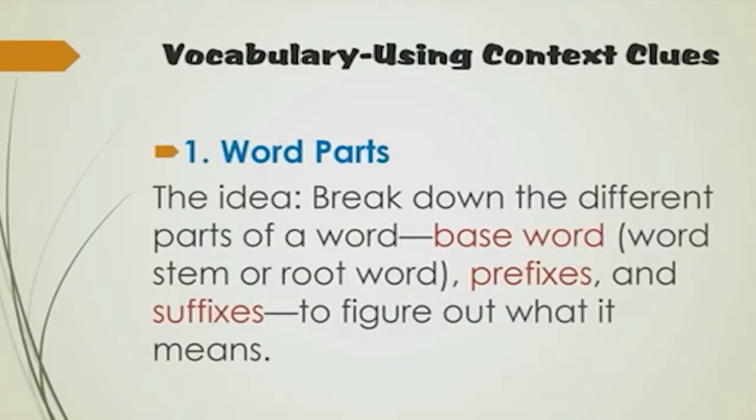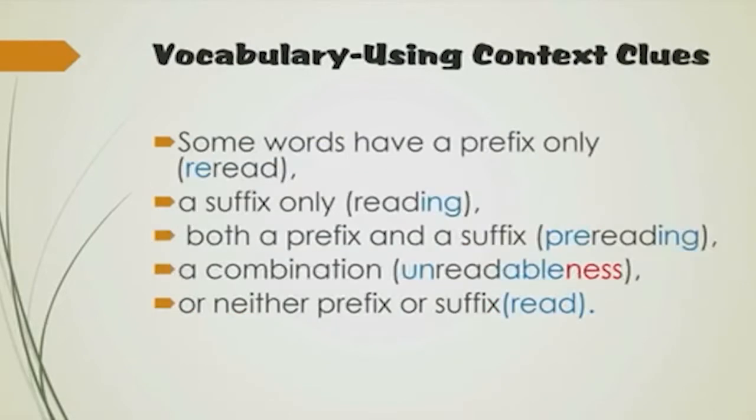So the first thing you can do is focus on word parts. Break down the different parts of a word. So you have the base word, or some people may say the stem or root word. Then we have the prefixes and we have the suffixes, right? And we use those to figure out what the word means. So we're looking at the base, we're looking at the prefix, which usually comes before the base word, and we can also look at the suffix, which comes after the base word. All right, so examination of word parts is one thing that you can do.